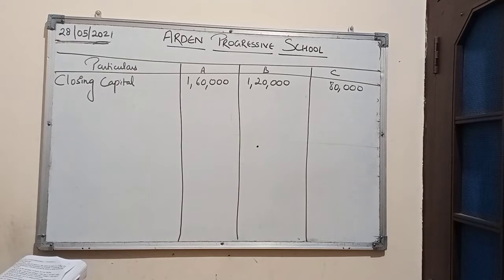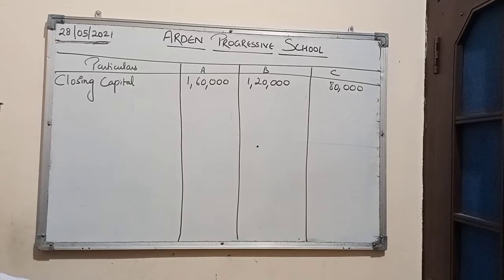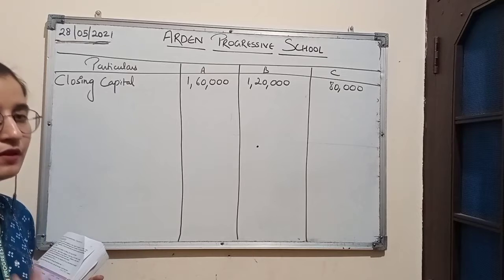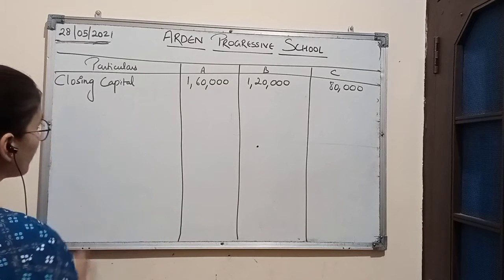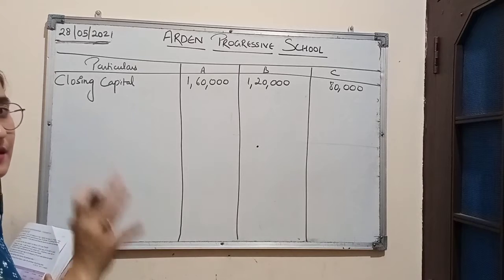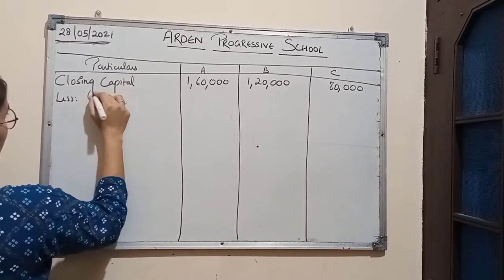Now it is being given the profit of the firm. Profit earned by the firm is rupees 40,000. So here when we used to calculate closing capital, we used to add the profit in the opening capital. Now we have to calculate opening capital, so we will subtract the amount of profit from closing capital.